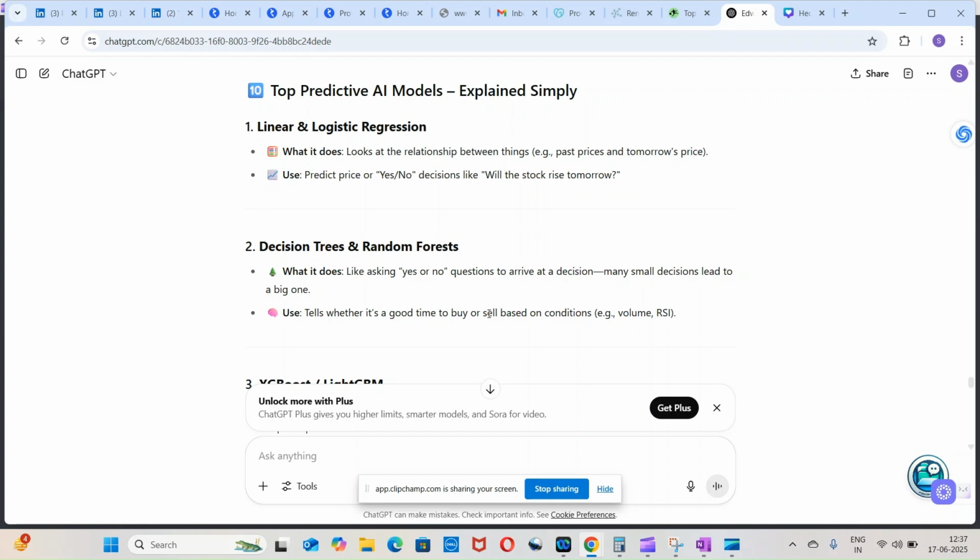The first model we will talk about is linear and logistic regression. It tries to find a relationship between two things, for example the past price and tomorrow's price. Regression is basically taking two parameters and trying to find the relationship between them, and there is something called a correlation coefficient. If the correlation coefficient is 1, it means if one thing goes up, the other will go up. So that's what it is.